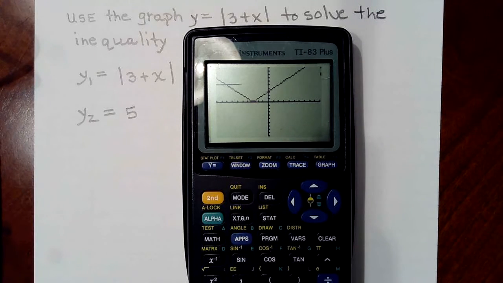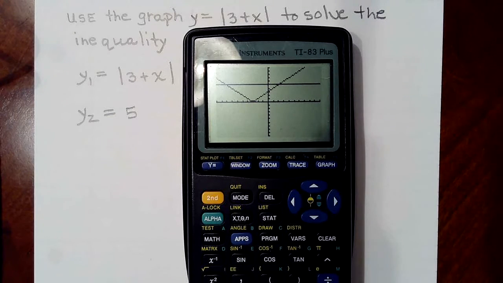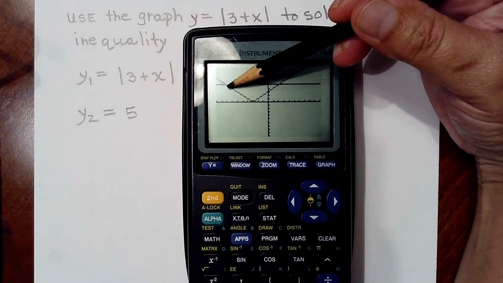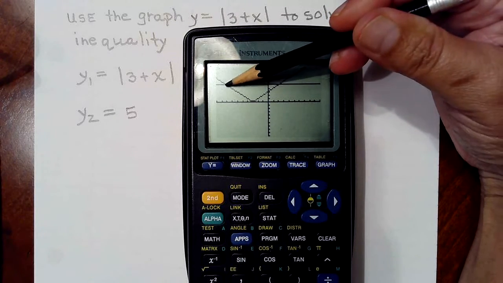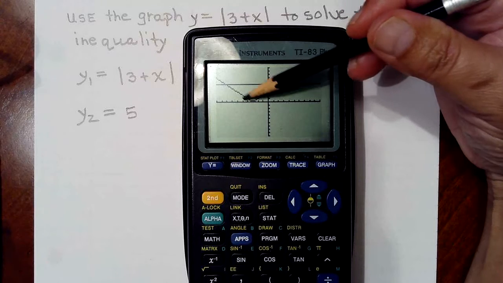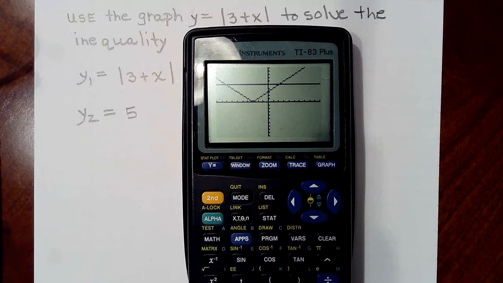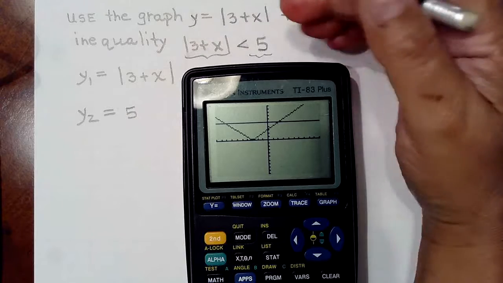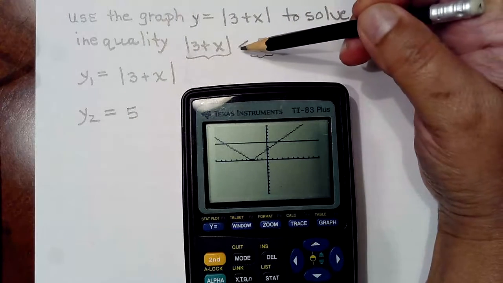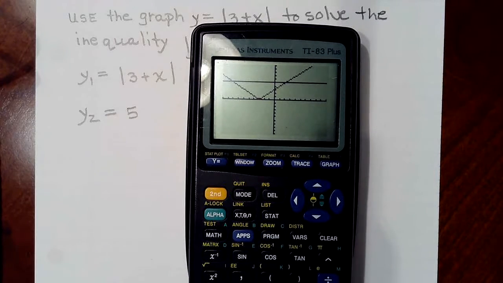There's my absolute value graph. There is my line called y is equal to 5. So we are specifically looking for all the x values that belong to this portion of the absolute value graph, because only this portion is below that line called y equal to 5. And again, since we're solving a less than problem, that means the portion of this graph that is below the other graph. So that's why I'm zeroing in on that portion.